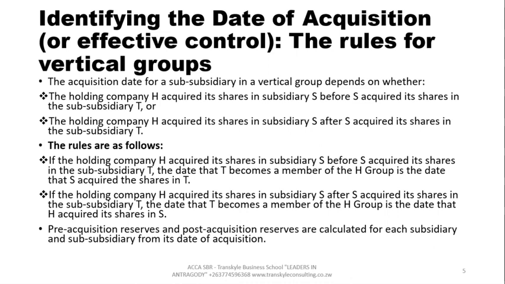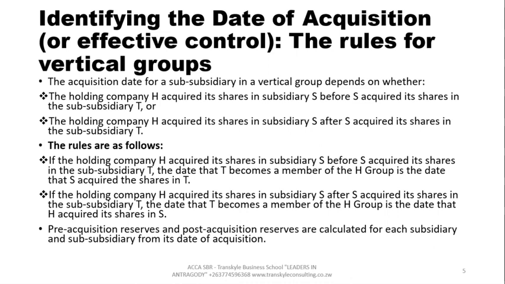If the holding company H acquired its shares in subsidiary S before S acquired its shares in sub-subsidiary T, then the date that T becomes a member of the H group is the date that S acquired the shares in T. Why? Because S was already part of the group. Then at the date when S acquired shares in the sub-subsidiary T, automatically that date becomes the date when T becomes part of the group.